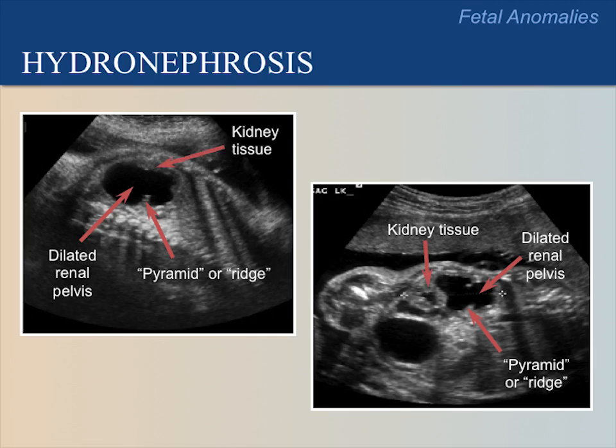Finally, notice the amount of kidney tissue or parenchyma that remains and surrounds the dilated renal pelvis. There is much less kidney tissue remaining in the left image than in the right image. In both images, the kidney tissue remaining is much less than in a normal kidney. Now notice that there is another fluid-filled structure in the right image. Can you guess what it is? Please pause the video now to discuss in the group.